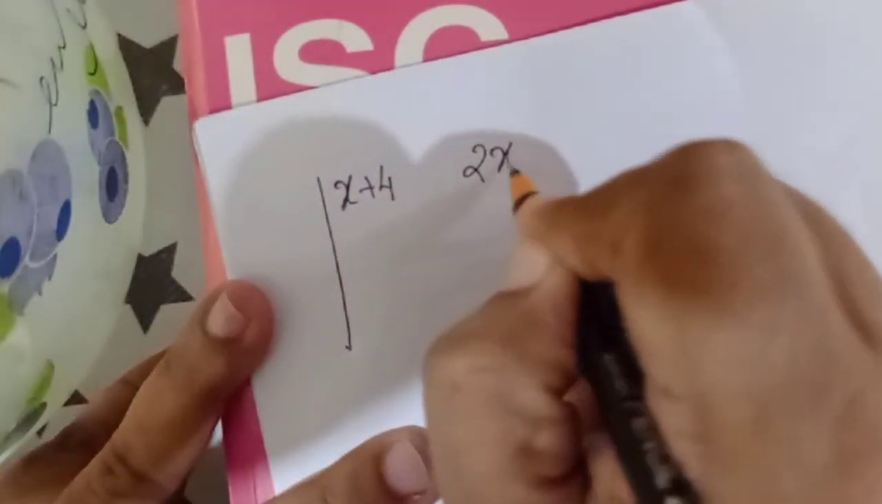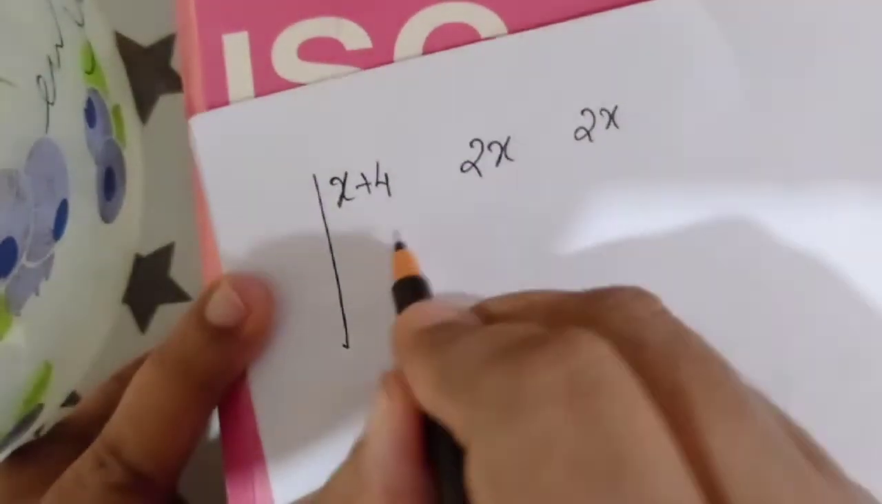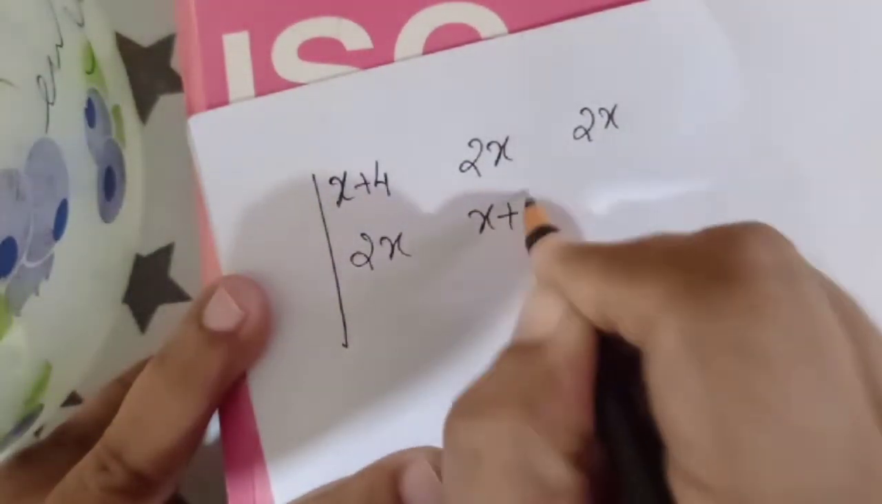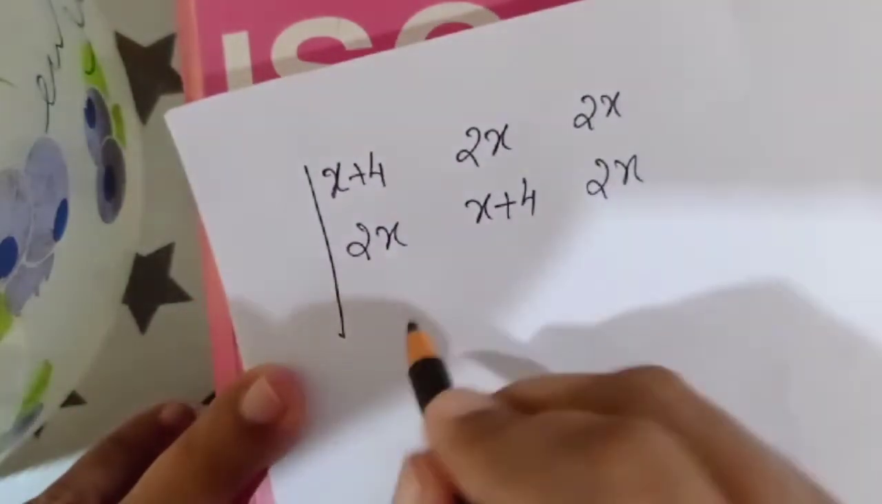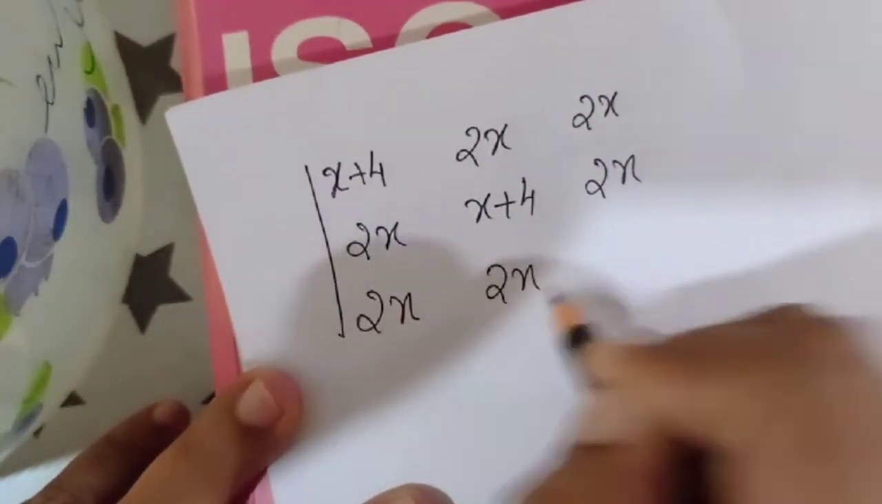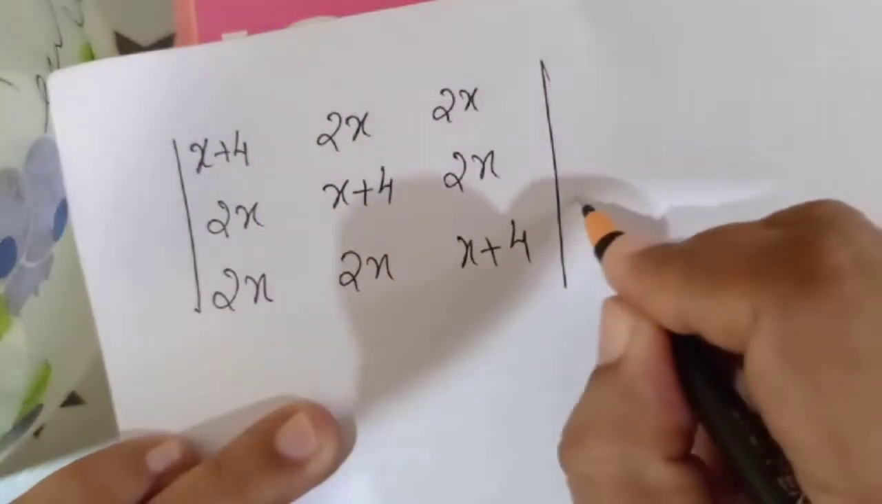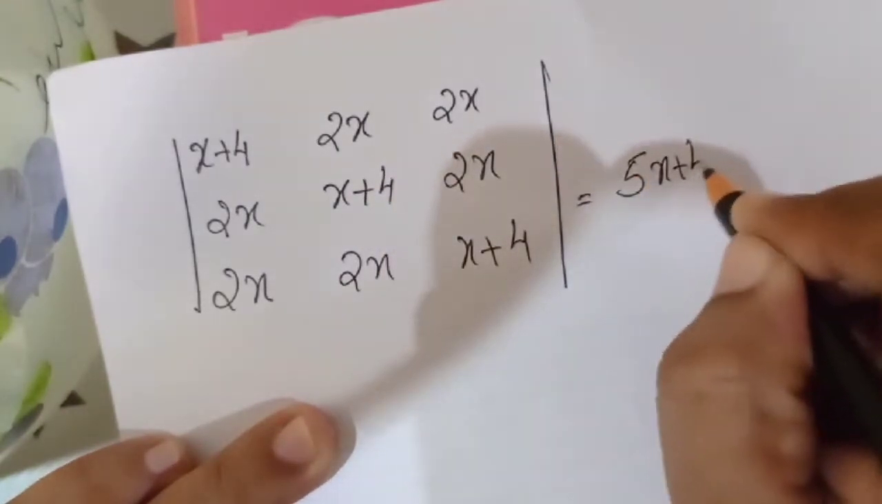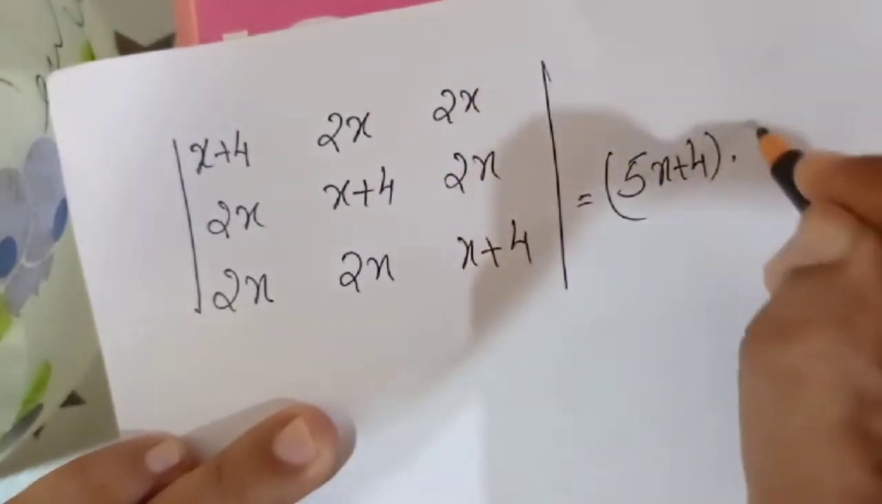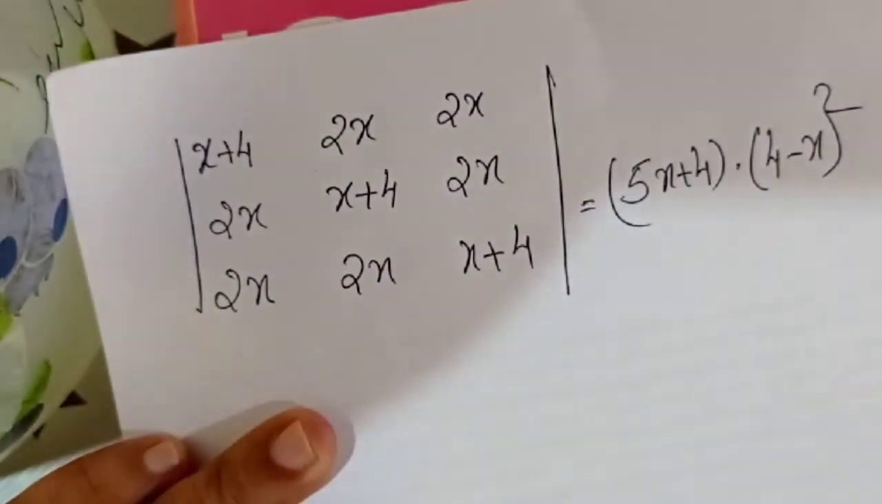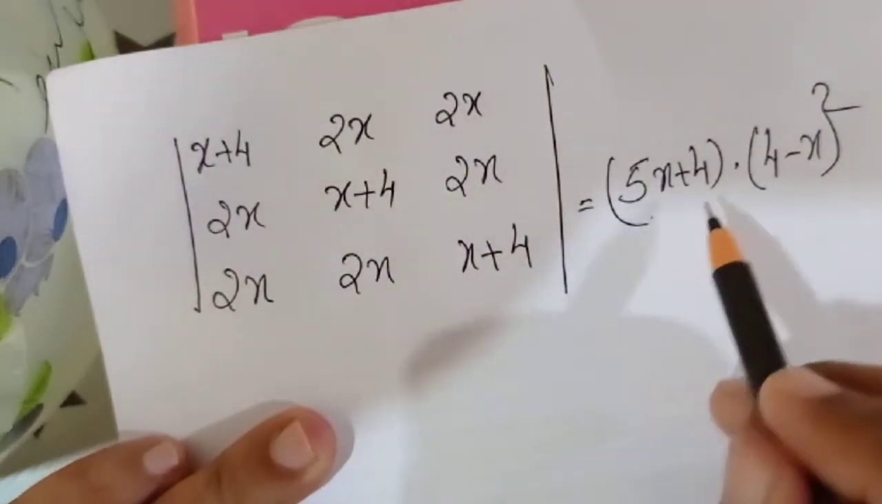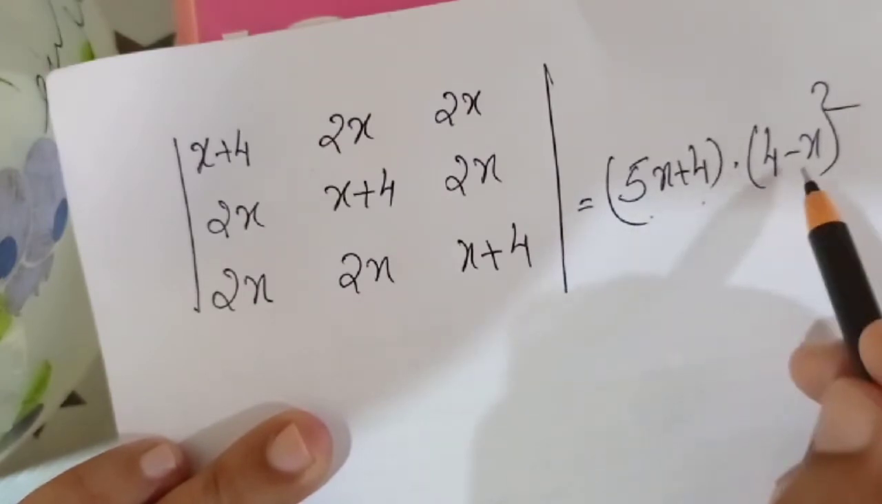Write the question. Prove that the determinant with rows (x plus 4, 2x, 2x), (2x, x plus 4, 2x), (2x, 2x, x plus 4) is equal to 5x plus 4 into (4 minus x) the whole square.